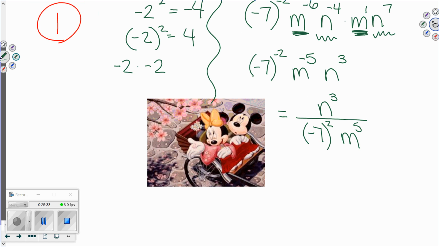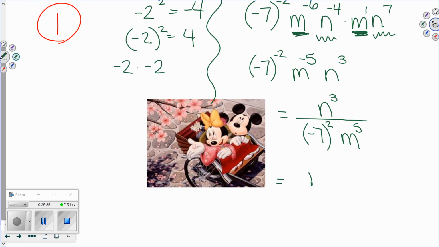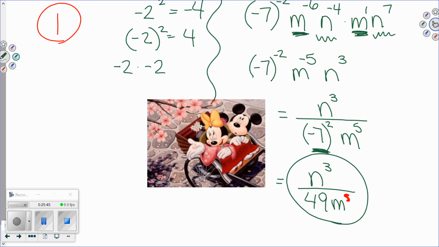Perfect. So then last, n to the third is going to stay there. I'm going to change my -7 squared as just a positive 49, and then an m to the 5th. I don't know. It's got a mind of its own. Does that a lot.